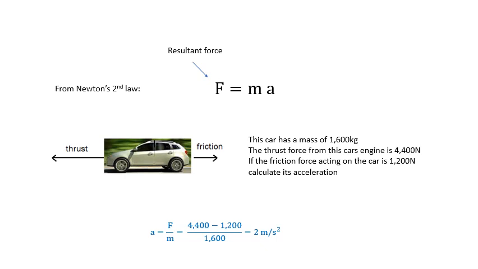So there you go. So I rearrange the equation. A equals F over M. F is the resultant force. So 4,400 minus 1,200 divided by the mass, and I get 2 meters per second squared.